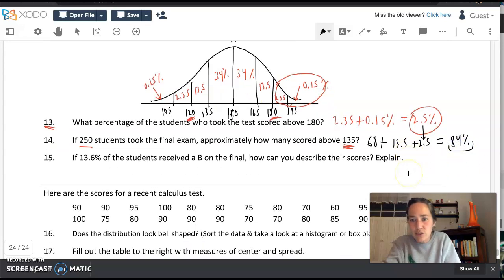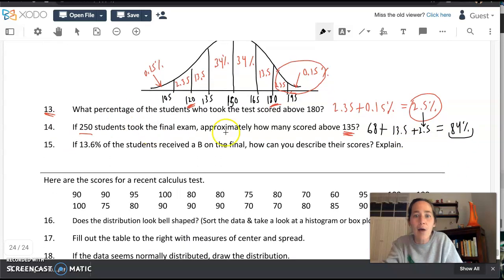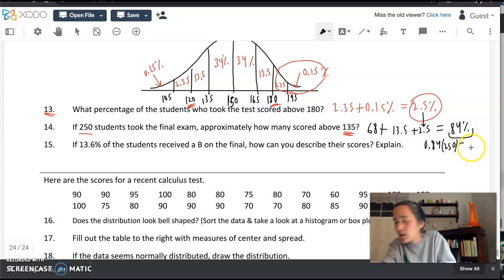Now check the question. It didn't ask for a percentage here. It said how many scored. So we need 84% of 250. So 0.84 times 250, that's an easy calculation, and you get an approximation of 210 students. I'll just say 210 there.